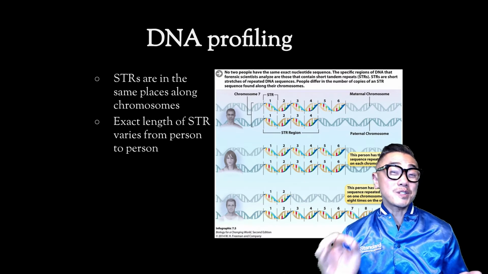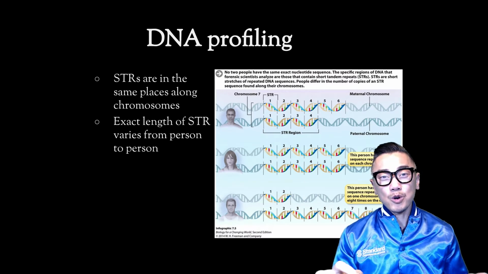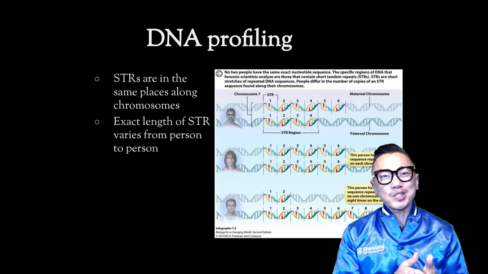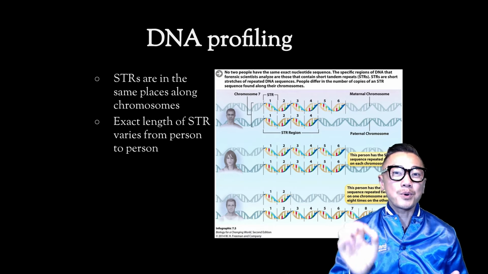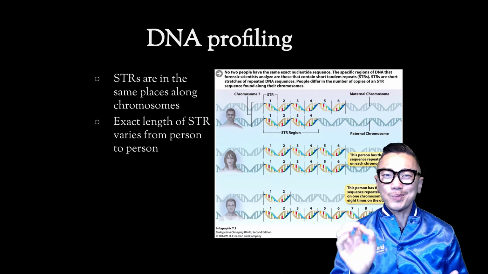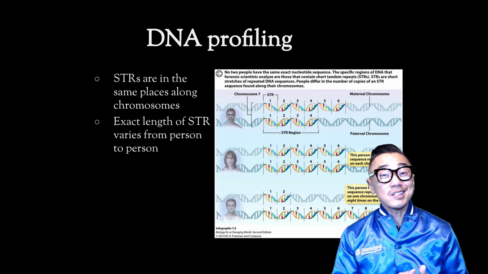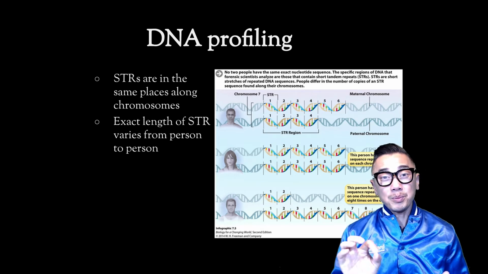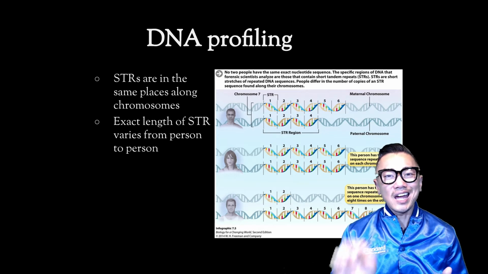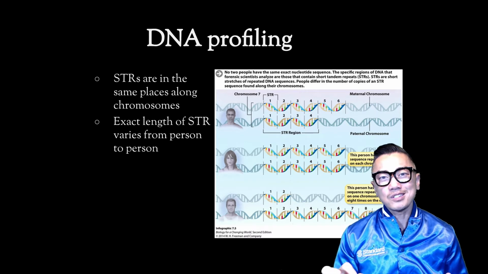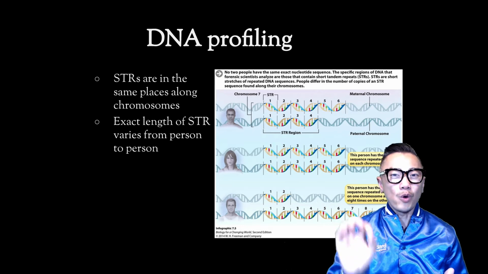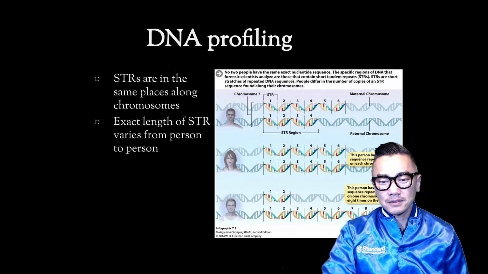STRs are found in the same places along the same chromosomes in different people. The exact length of STRs can vary from person to person and between maternal chromosome and paternal chromosome. You can see this in the diagram. The 3 people here have different STR patterns in the STR region on chromosome 7. These differences can help distinguish one person from another.